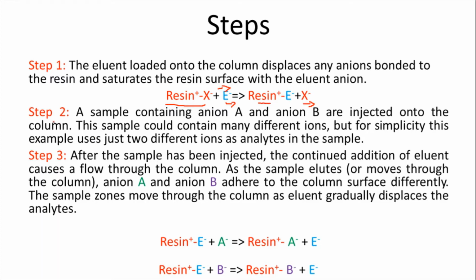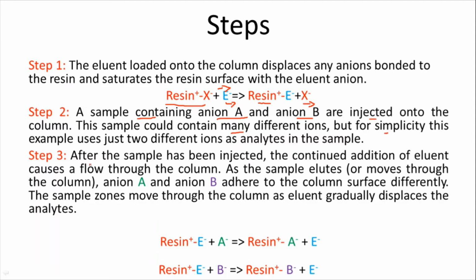Okay. Second step, a sample containing anion A and anion B. Yes. Only two are considered here. Yes. They are injected on the column. The sample could contain many different ions. Yes. The sample contains a variety of ions based on the nature of the sample. But for simplicity, this example uses just two different ions as analytes in the sample.